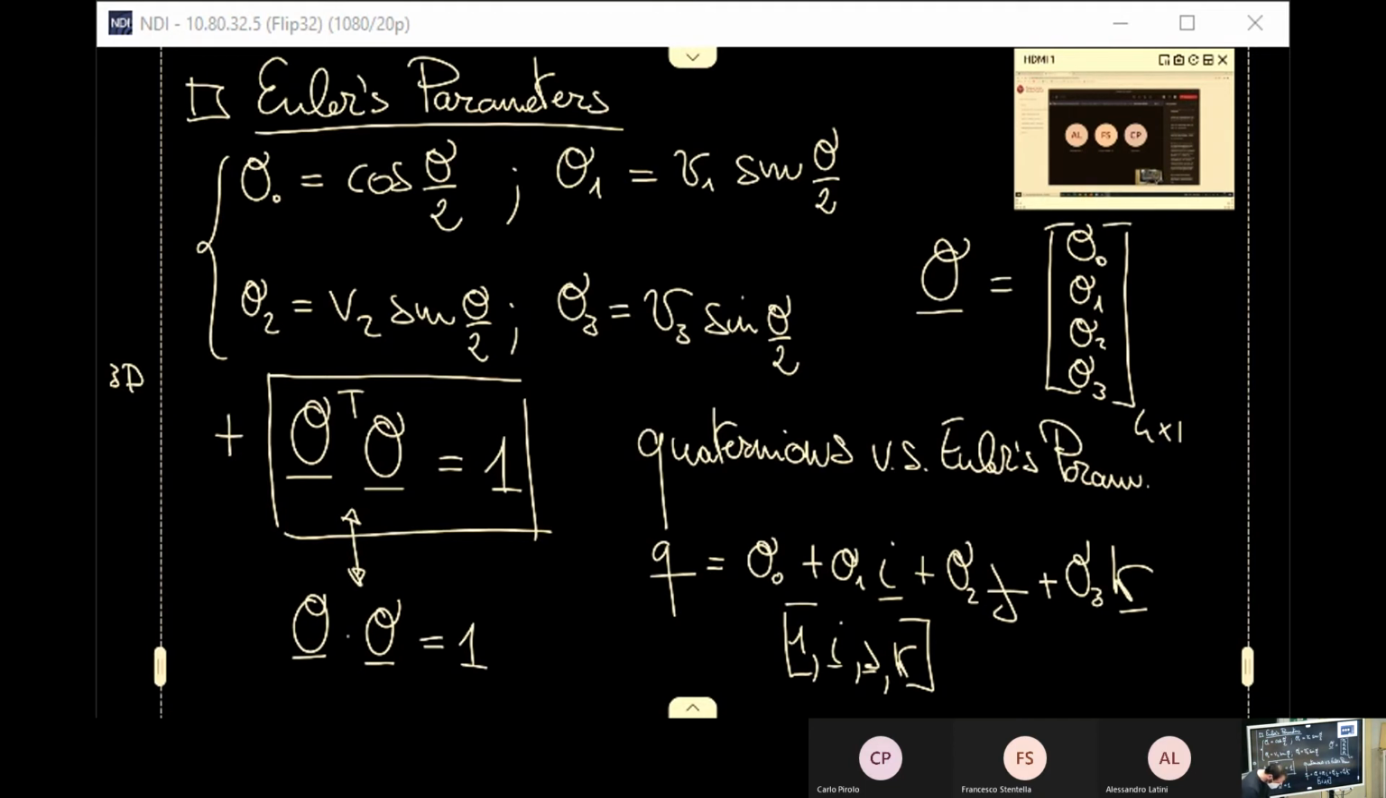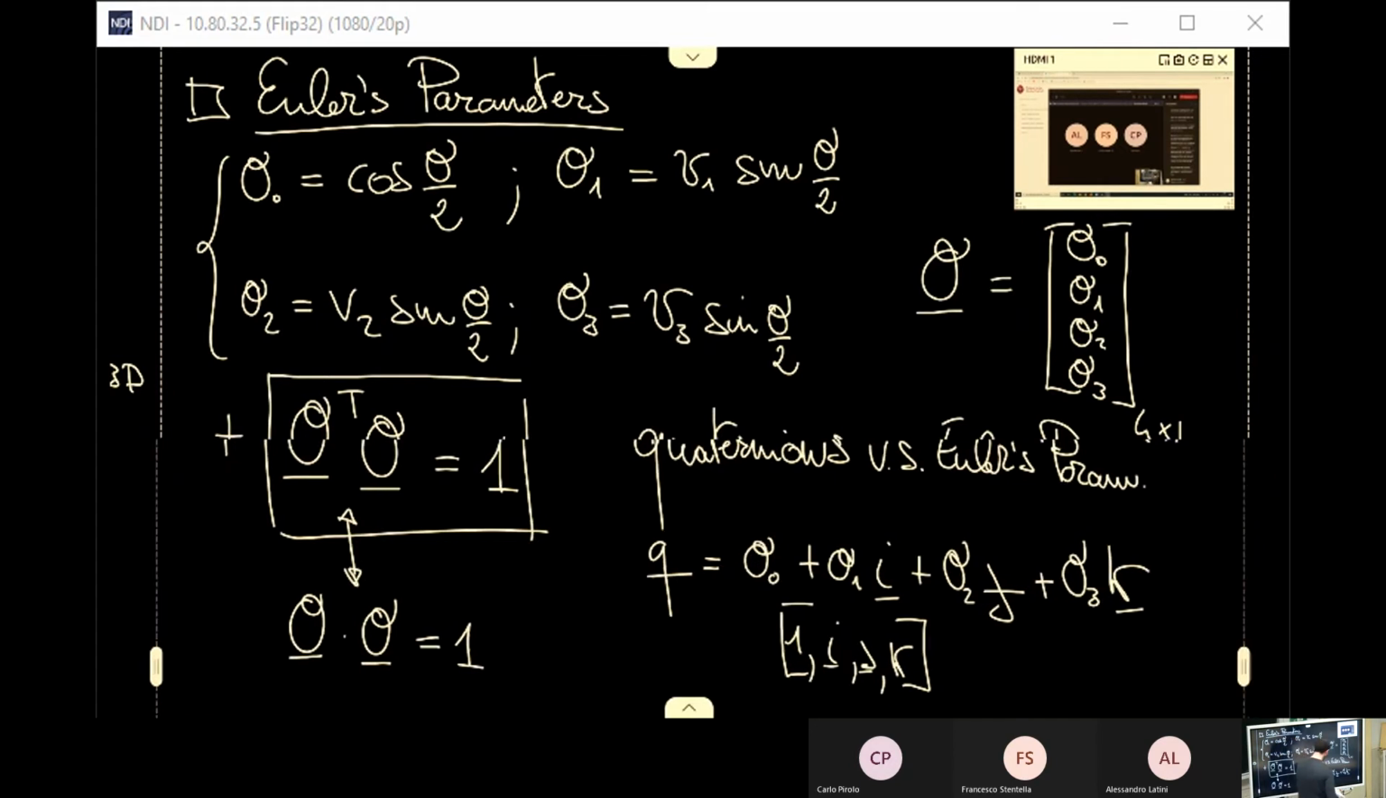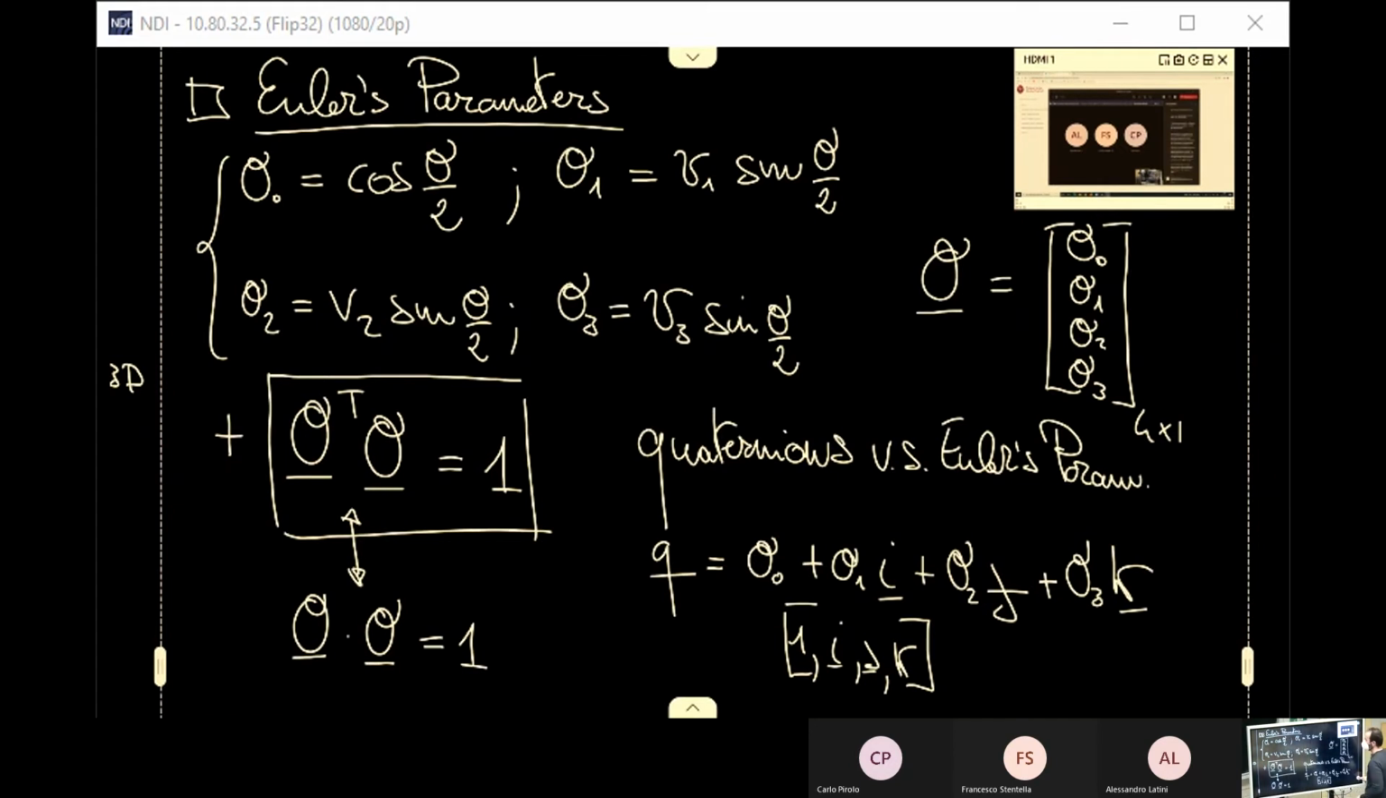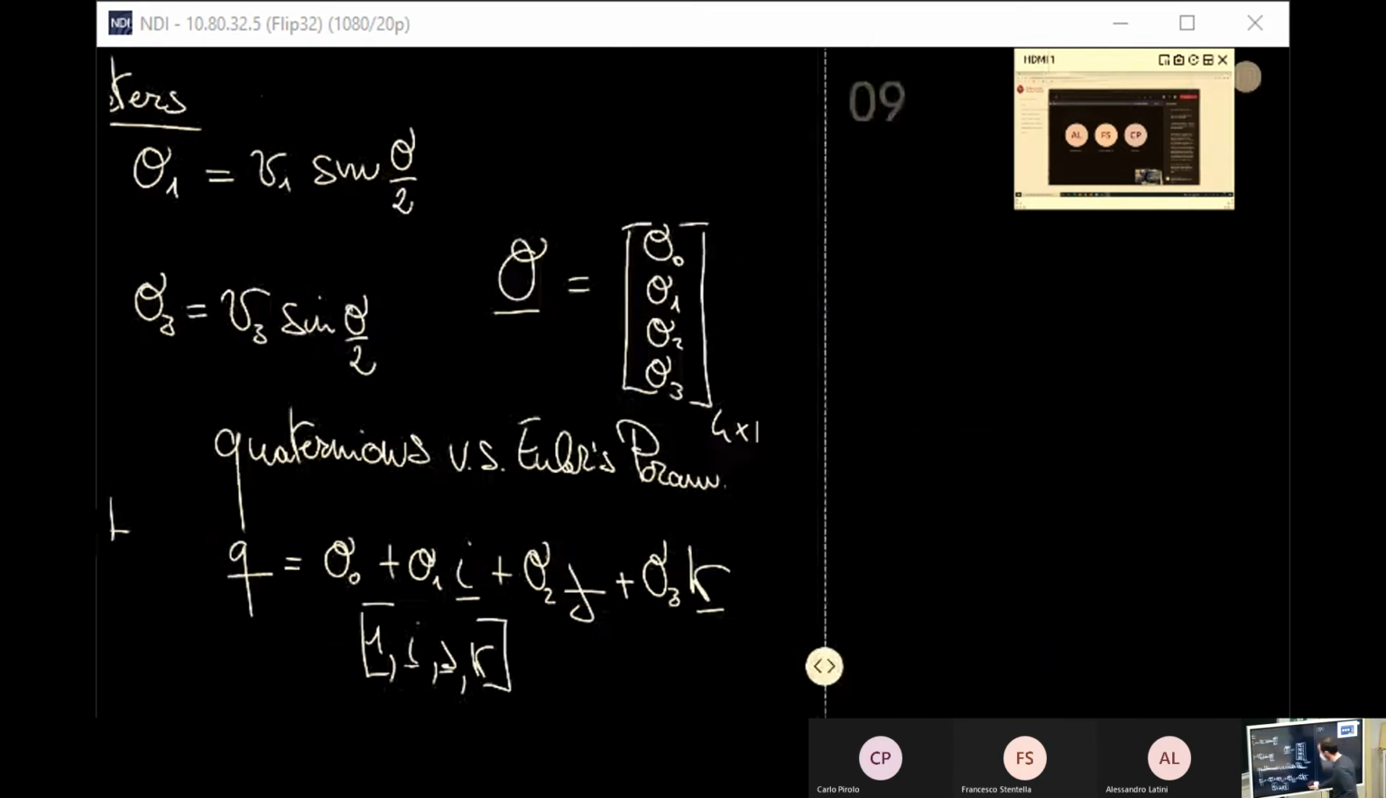Why is it also nice to write down Euler's parameters? Why are they so useful? First of all, and this is the real advantage, we paid in terms of the number of parameters because we have more than necessary, we have 4 instead of 3. But the advantage of using Euler's parameters is that they have no problems of singularity.